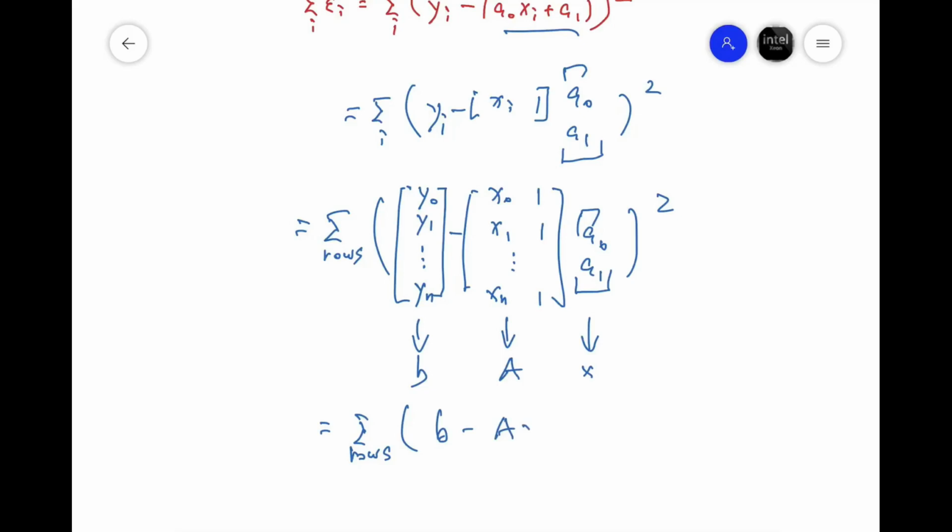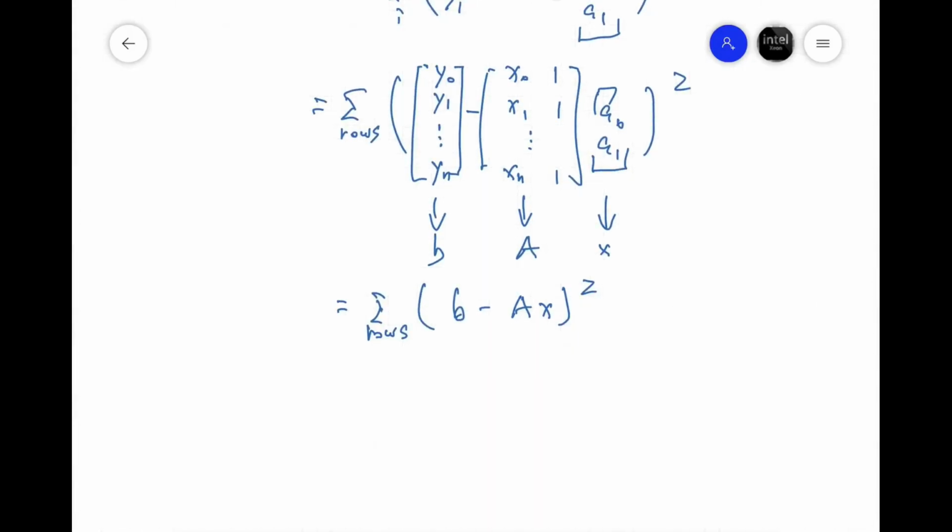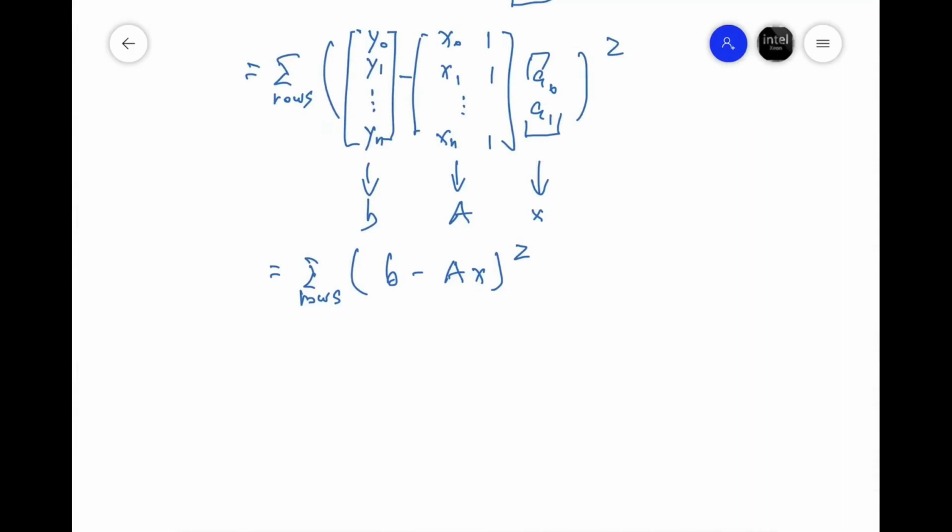Now we have B minus A times X to the power of 2. Now it's very compact, but I want it to be more compact. I want to get rid of this summation over the rows. Let's look at this guy more carefully. As we said, this guy is just the row, column matrix, and if we write out its values, it's actually something like this. And we want to square each element of it, and then we also want to sum over the rows of it. In the end, we have a scalar, and this operation is exactly equivalent to this one here.